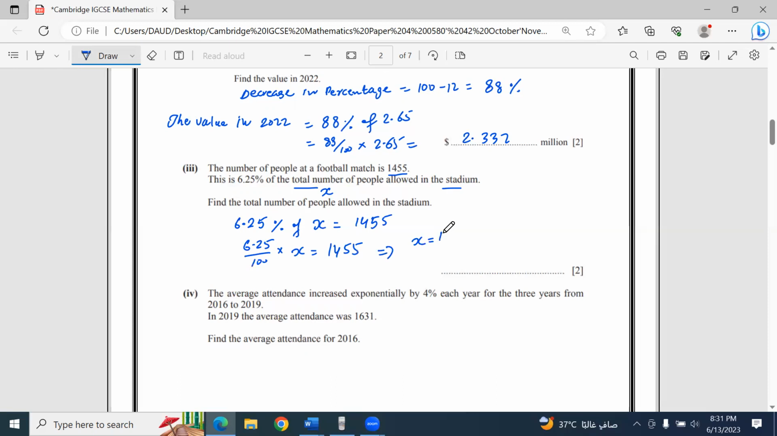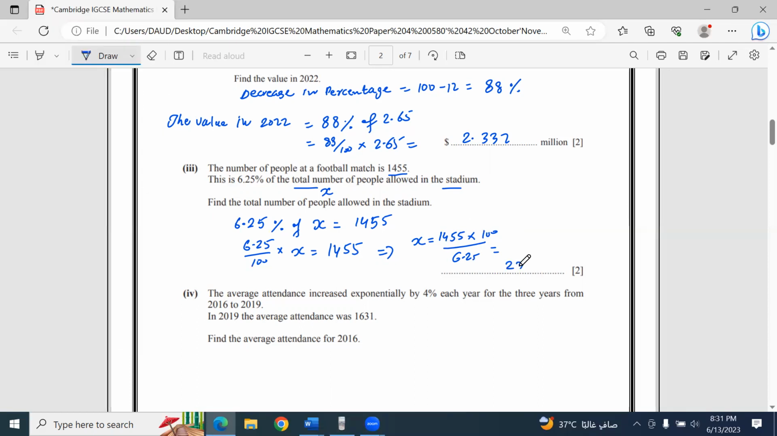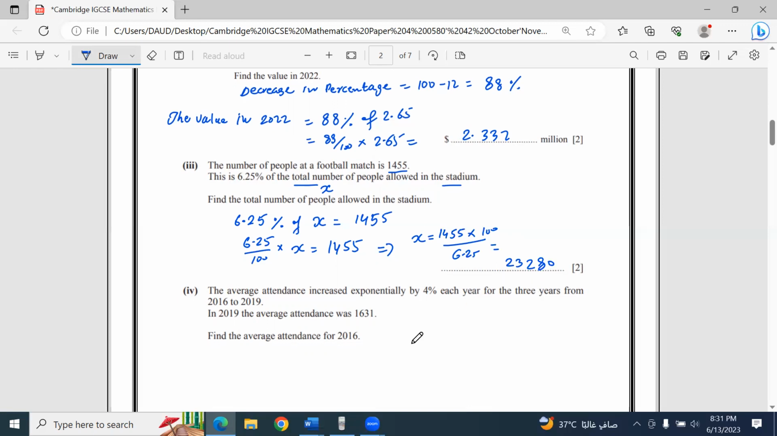So x equals 1,455. If you take this value to the other side, it changes into its reciprocal, 100 over 6.25. We can check in the calculator as well: 1,455 multiplied by 100 over 6.25 gives me 23,280. So x is 23,280. Okay, next question.